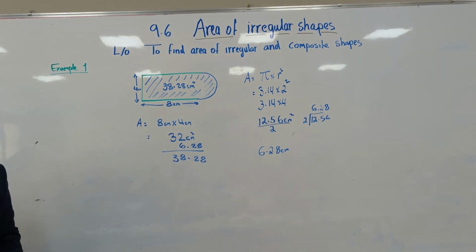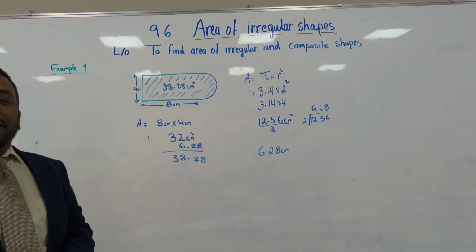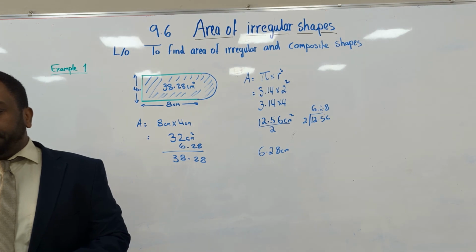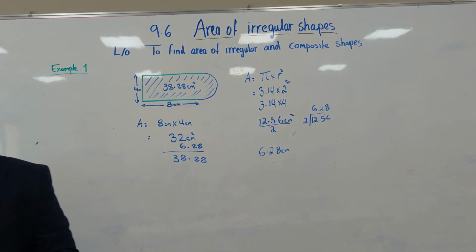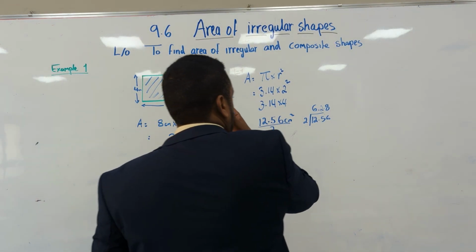Do you guys get that? Yes. So this is how we find out the area of a composite shape. Let's do one more. Okay? Let's do another shape.